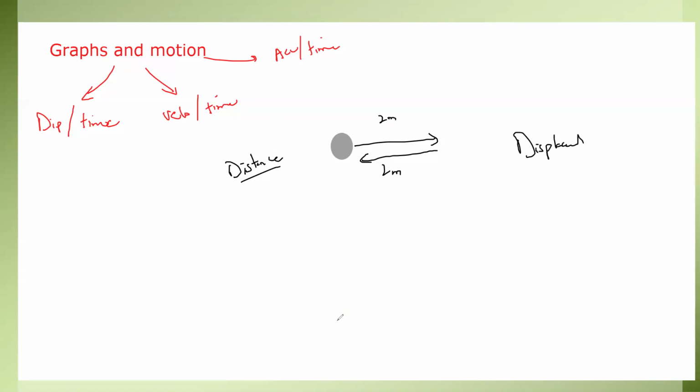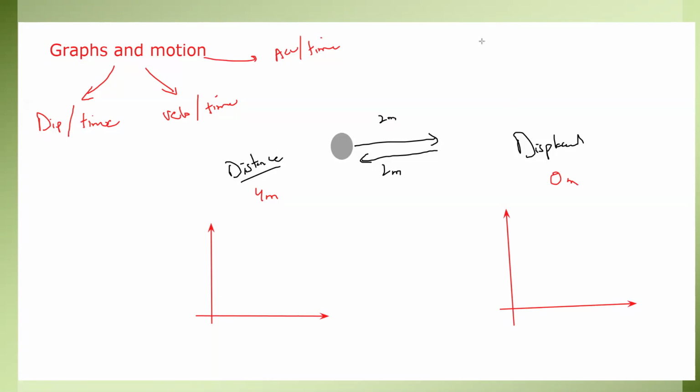So the distance covered by this object is 4 meters, because at first it traveled 2 meters and then returned back. But what about the displacement? The displacement is 0. But if you want to represent this motion in terms of a graph, and if I say the object is moving at a constant speed, I cannot say it's moving at a constant velocity because the direction changed. So it means the velocity has changed.